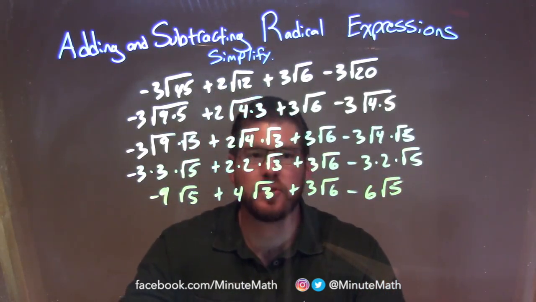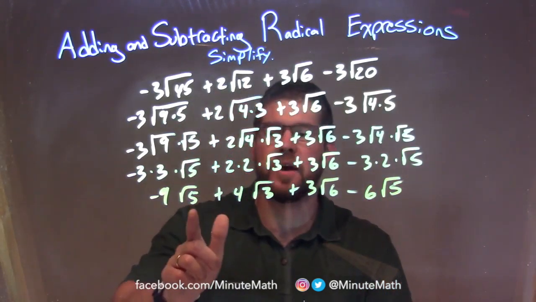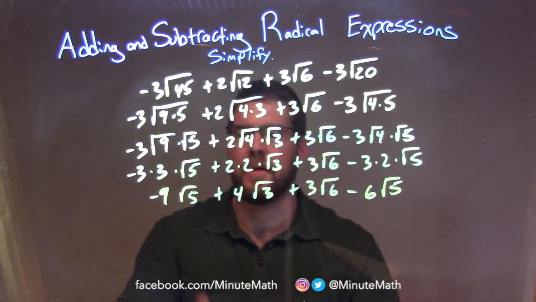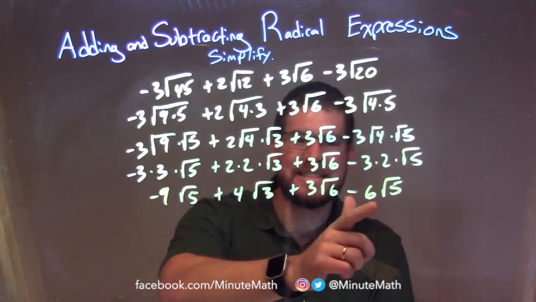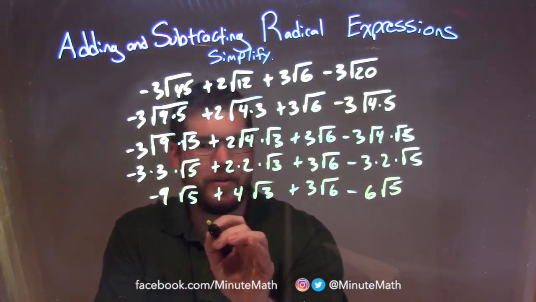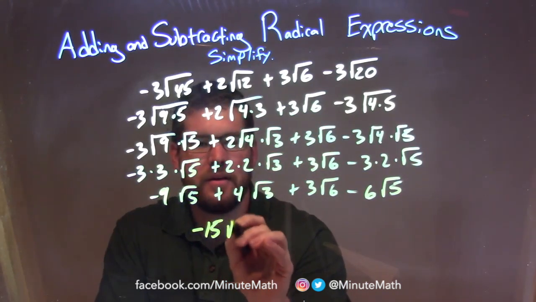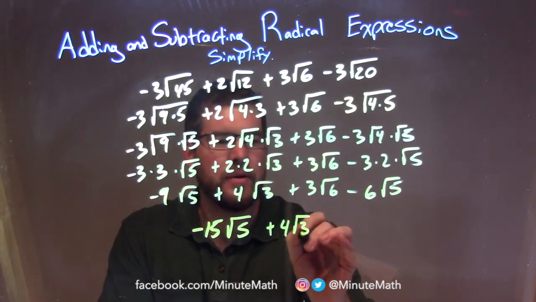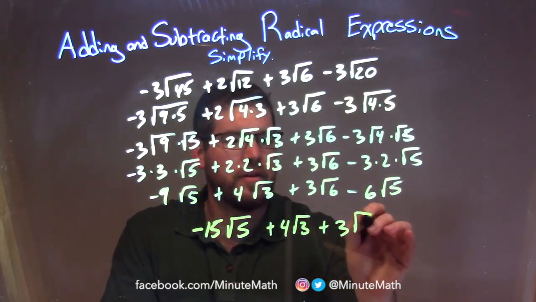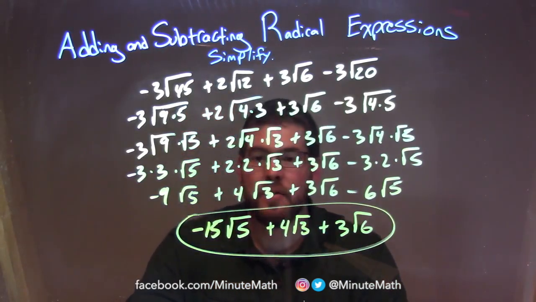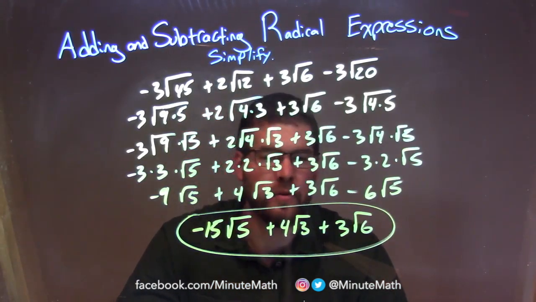So now I want to look to see which ones I can combine. Well, I have a square root of 5 here and a square root of 5. Those are the only ones I see with the same square roots. Negative 9 minus a 6 comes out to be negative 15. So we have a negative 15 square root of 5, plus, bring down the 4, 4 square root of 3, plus 3 square root of 6. And there we have it. Our final answer here is negative 15 square root of 5 plus 4 square root of 3 plus 3 square root of 6.